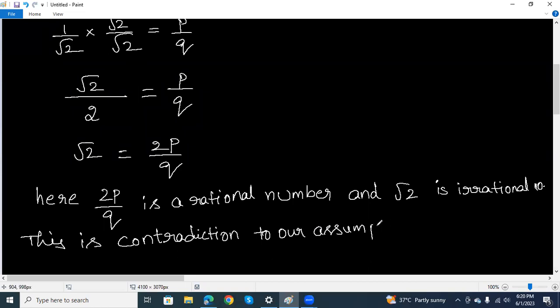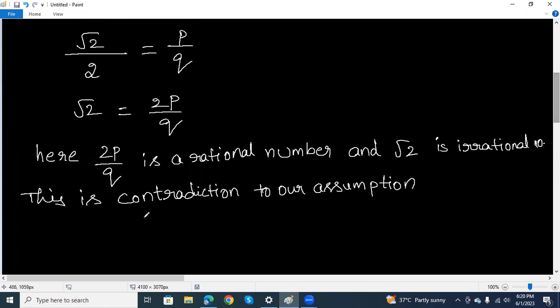What is our assumption? 1 by root 2 is a rational number is our assumption. But here this rational number again became equal to the irrational number. They can't be equal, right? They're not the same. So this is a contradiction to our assumption. We conclude that therefore 1 by root 2 is an irrational number.